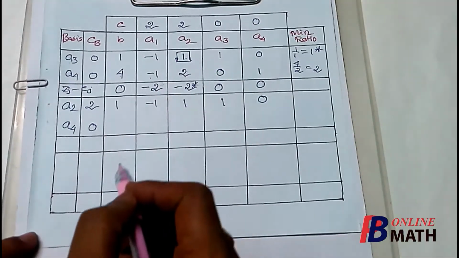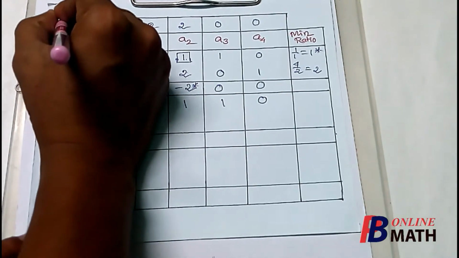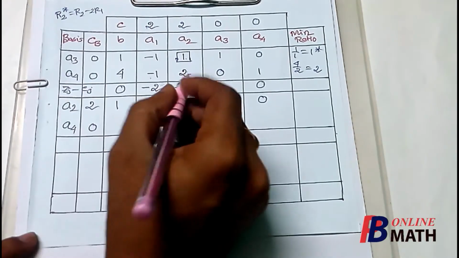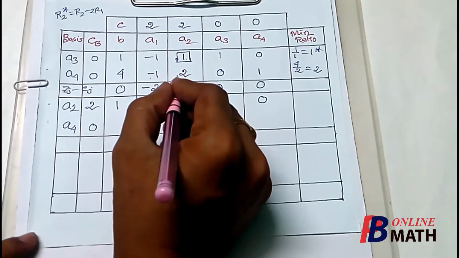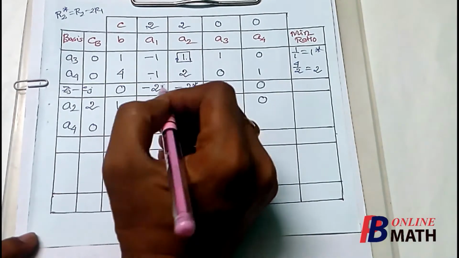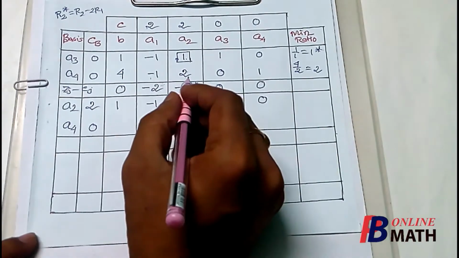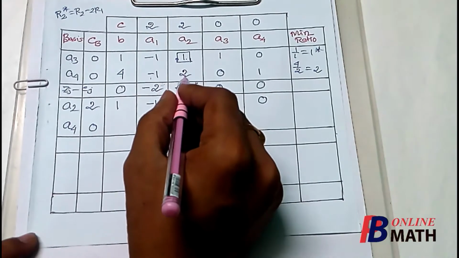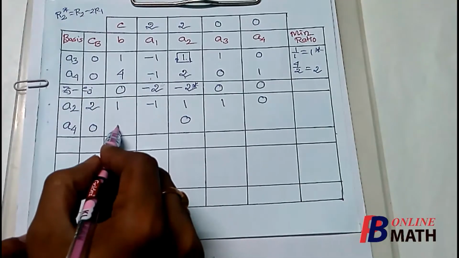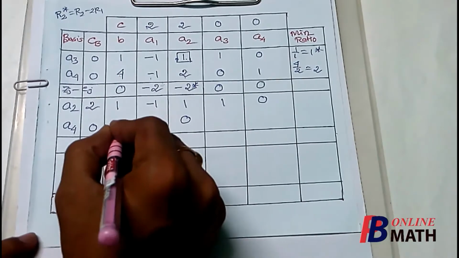For that we shall use one row operation. Now we can easily find that if we use this row operation, R2 star equal to R2 minus 2R1, then this element will become 0. So if we apply this row operation on this row, then the elements of this row become, for this element, it will be 2 minus 2 into 1, 0. Now this element, it will be 4 minus 2 into 1. So 4 minus 2 is 2.